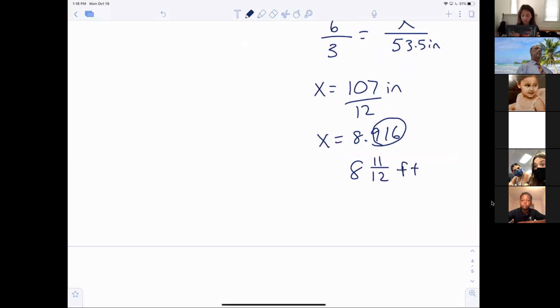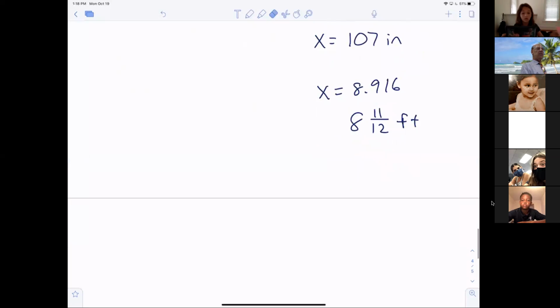That's what I wanted. That's feet now. Up here was inches. I prefer it in feet though. You see what I'm saying? Now, 8 and 11/12 feet. Do you agree with that? All right. Hopefully that made sense, guys.